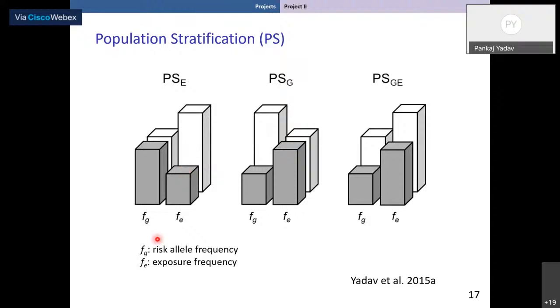Here FG and FE basically refer to risk allele frequency and exposure frequency. We can also have another scenario where the two populations are just stratified by genetic factors. In this case, these two populations will have only differences in their genetic risk allele frequency. We can even have a more complex scenario, practically more relevant and more frequently seen in practice, where both genetic and environmental factors are stratifying the two populations.